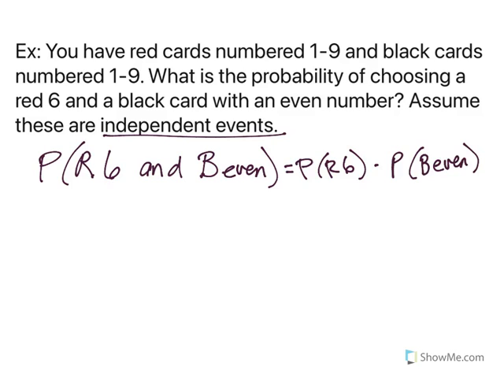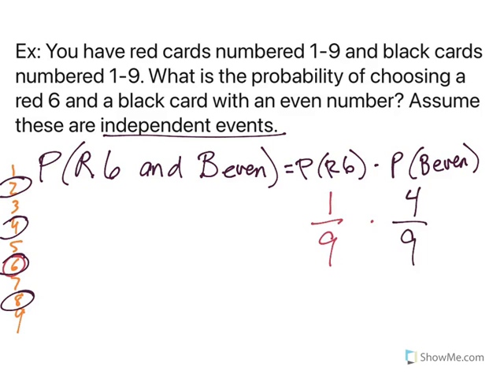Now let's think through this. If we have numbers 1 through 9, 1, 2, 3, 4, 5, 6, 7, 8, 9, there are 9 of them. So a red 6 is just 1 out of 9, because if I'm choosing from a red card, the probability of choosing the 6 is 1 out of 9. Then if I go to the black cards and I want an even number, 2, 4, 6, 8, there are 4 even numbers out of 9 in the black set of cards. So I'm looking at 1/9 times 4/9.